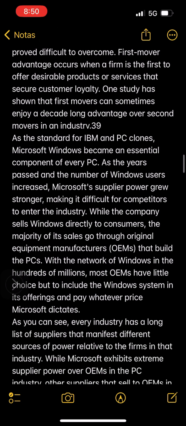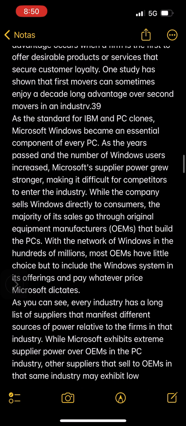First-mover advantage occurs when a firm is the first to offer desirable products or services that secure customer loyalty. One study has shown that first movers can sometimes enjoy a decade-long advantage over second movers in an industry. As the standard for IBM and PC clones, Microsoft Windows became an essential component of every PC.